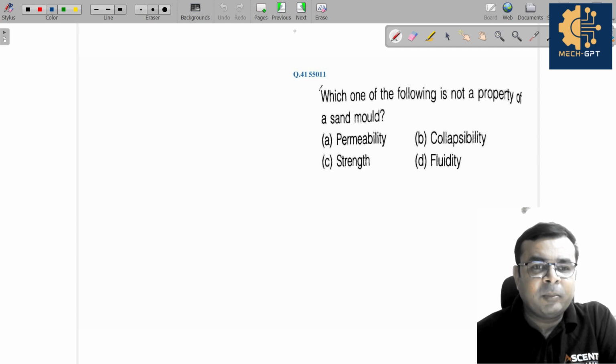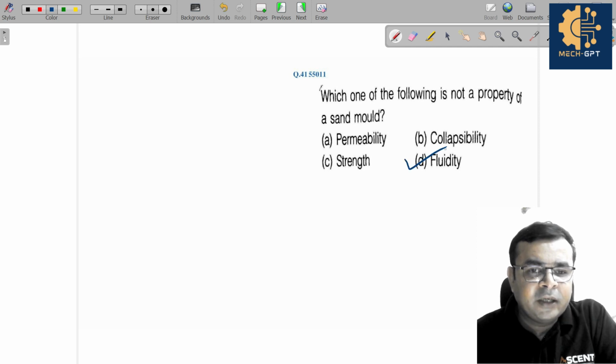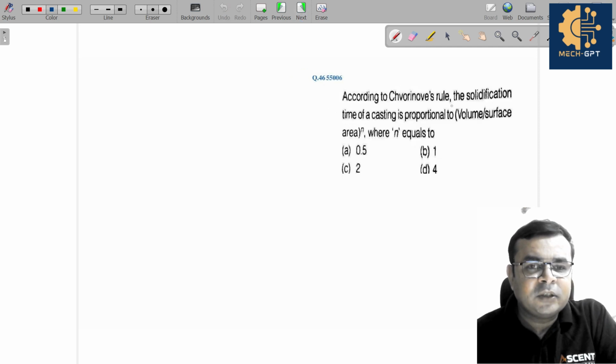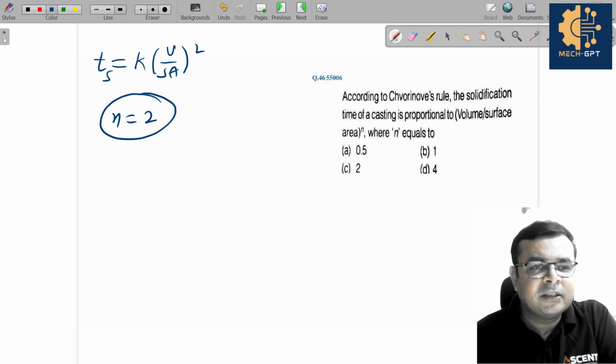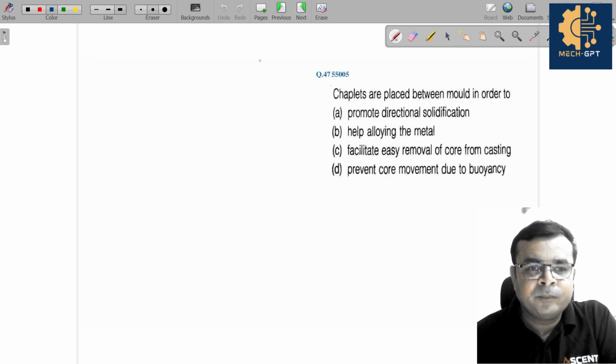Which of the following is not a property of a sand mold? Permeability, collapsibility, strength, fluidity. And fluidity is the right answer. Fluidity is not the property of molding sand. Permeability, collapsibility and strength are the properties of a sand. According to Chvorinov's rule, the solidification time of the casting is proportional to V by SA to the power n. So obviously the solidification time with respect to Chvorinov's equation is V by SA whole square. So here n is equal to 2. So option C is the right answer.